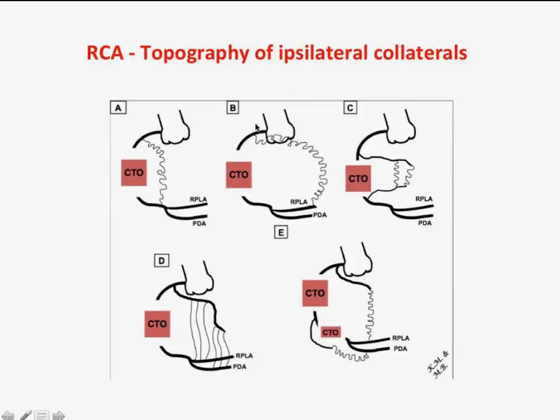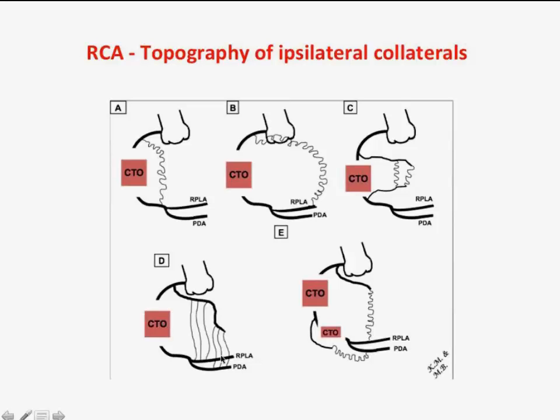We have sometimes also very tortuous collateral connections going to the PLA branch. Sometimes they are really also going over the aortic root. And type C is from the right marginal branch. They are bridging, often very, very tortuous, not very good passable collaterals. Sometimes it's also interesting morphology.